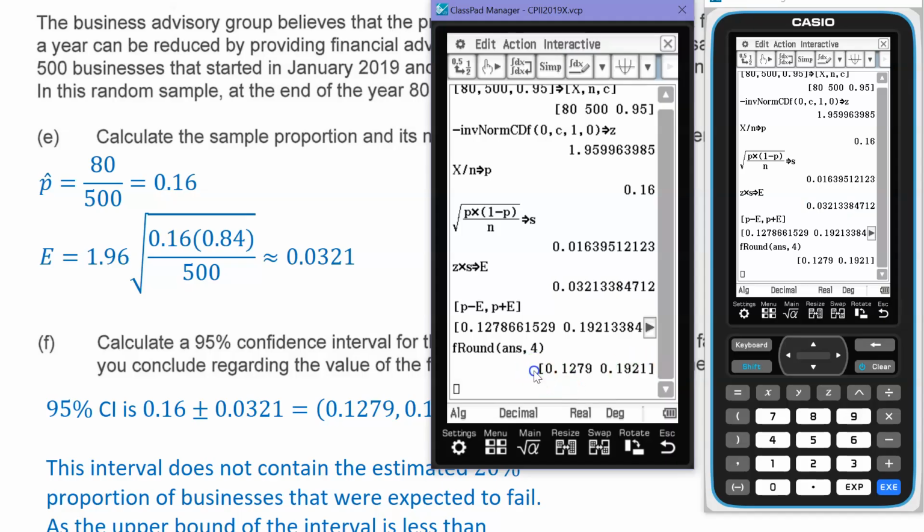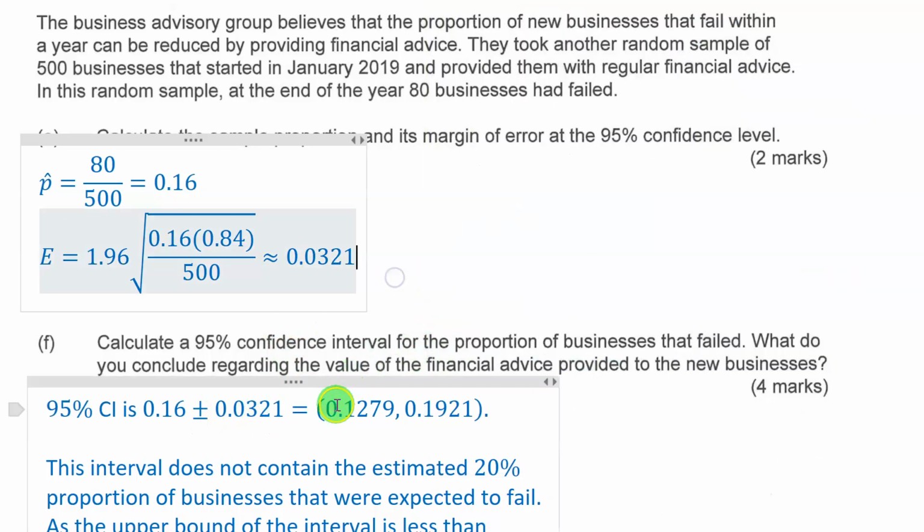And then part F says calculate the 95% confidence interval. So we've already got that sitting waiting for us at the bottom of the screen here. We just show the examiners how we calculated it. We take the 0.16 and add and subtract from it the margin of error and get the upper and lower bands. So then I'm guessing that's maybe 1 or 2 marks at most.